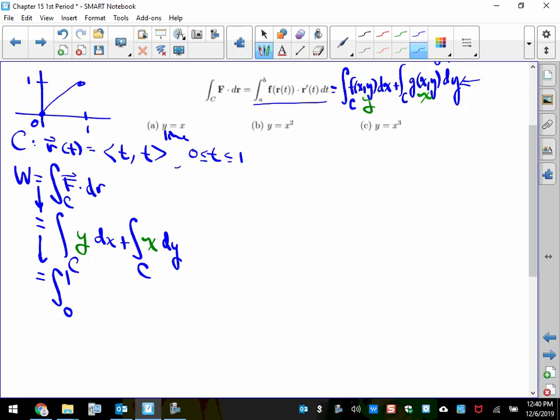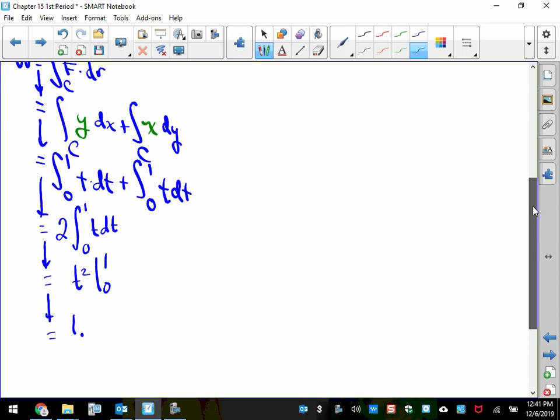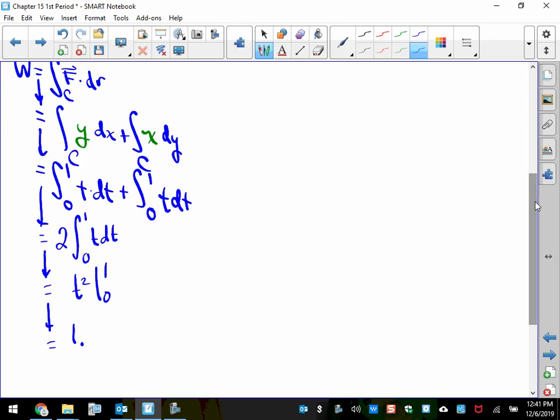x is t, y is t, and dx is going to represent dt. And then this is going to be the same integral, dt. So we have 2 times that integral. So let's go ahead and calculate that. It's going to be equal to 2 times the integral from 0 to 1 of t dt, which is t squared from 0 to 1, which is just 1. Okay, so the work accomplished by the field over that interval, from the point 0, 0 to the point 1, 1, is 1.